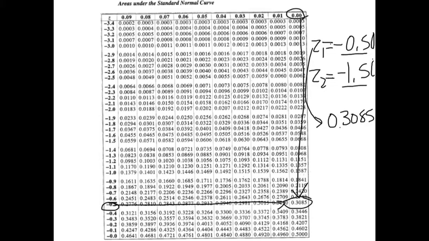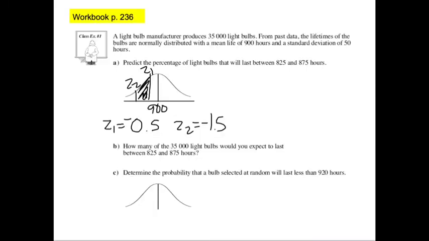Okay, for Z2, let's look at the first 2 digits. It's negative 1.5, so it's right here. And our third digit, which is 0. Okay, so look over and look down, and what we're going to find here is our area is going to be 0.0668.